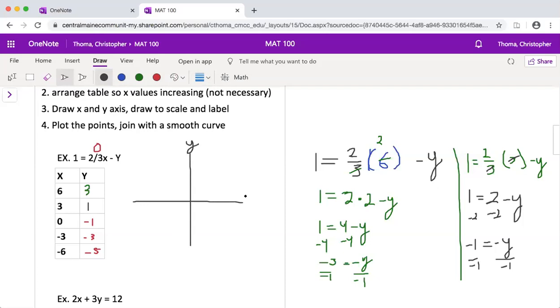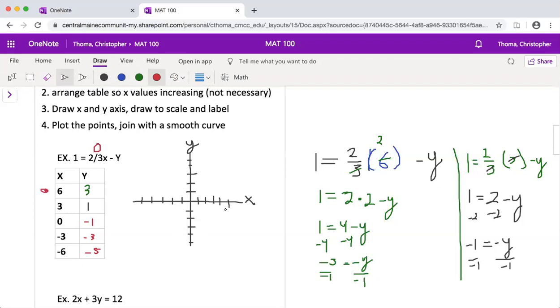There's my Y, there's my X. 1, 2, 3, 4, 5. So to plot our first point, we'll do this one in red.